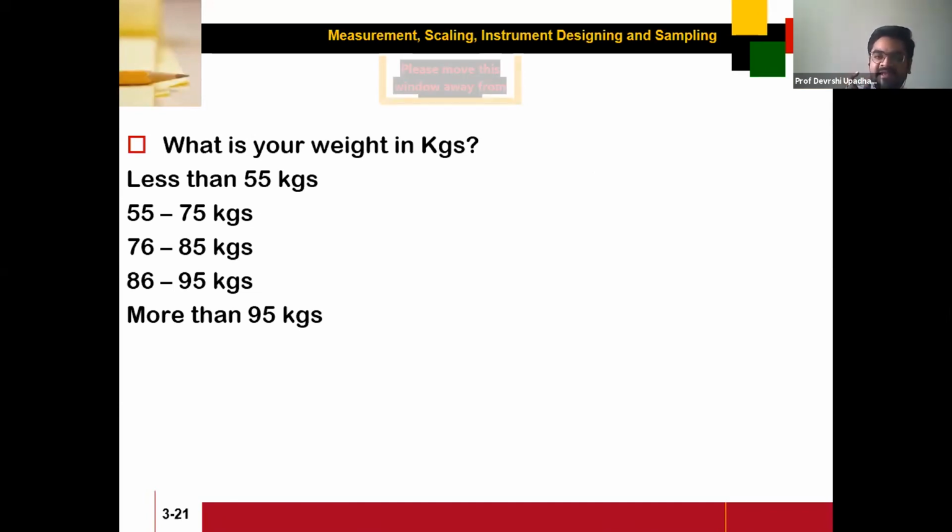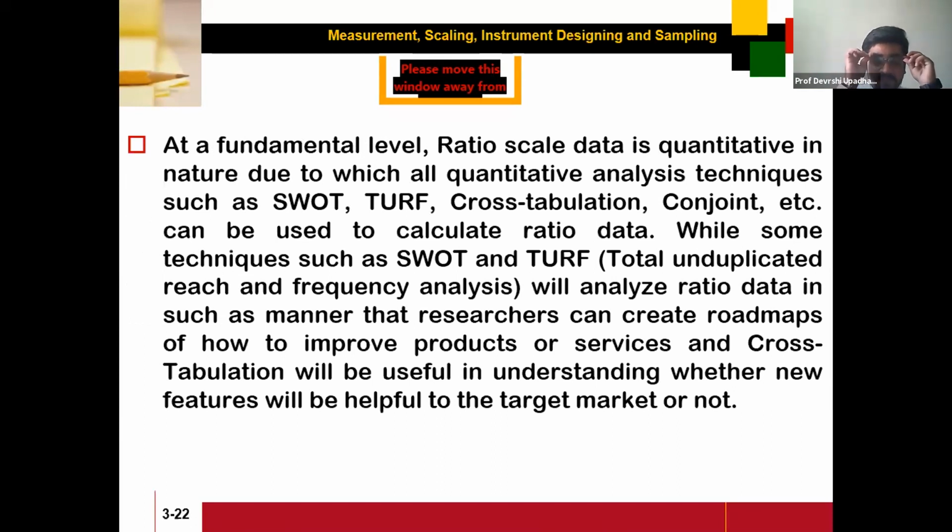I can measure, or gauge, the information between 55 and 75. Let's assume, about myself, I am right now weighing 71 kilograms. I'm just giving you a very small example. So ultimately, I'll be selecting the second option, 55 to 75 kilograms. The point is that I have made the calculation that I'm weighing 71 kilograms, which means I'm falling into the range of 55 to 75 kilograms. So at a fundamental level, ratio scale data is quantitative in nature.